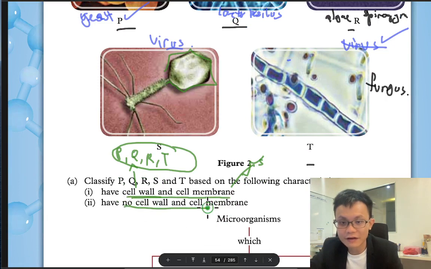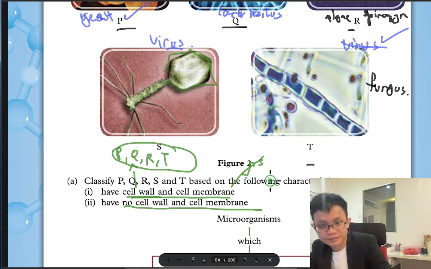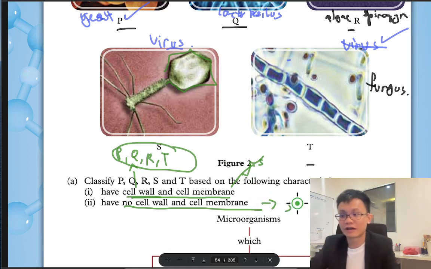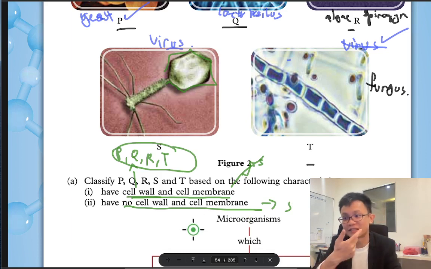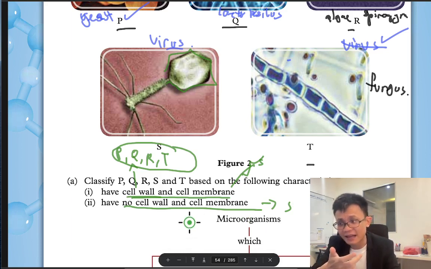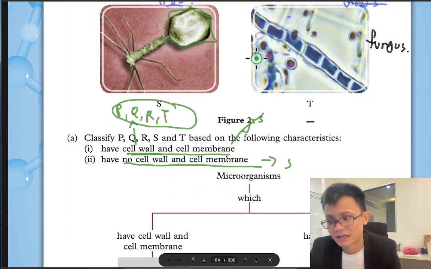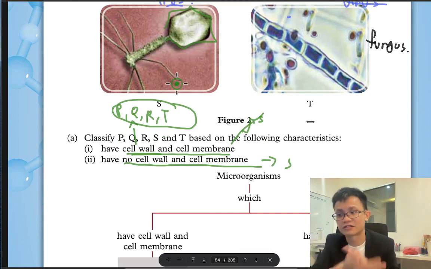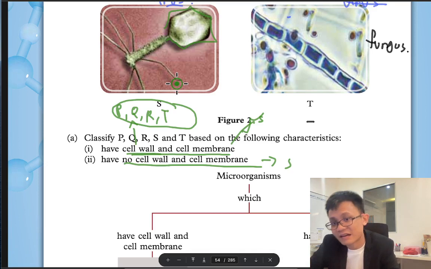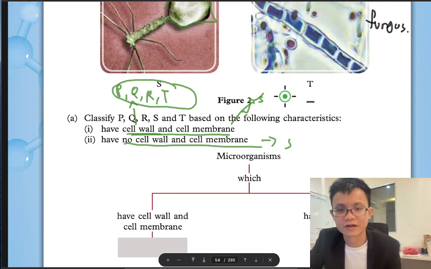Have no cell wall and no cell membrane, that will be a virus. So it will be S. So virus does not have a cell wall, because it is very, very small. It can even penetrate and change the DNA. So it's extremely small, but soap is very effective to kill it. The soap will just disintegrate the particle of the virus. Disintegrate means just disappear or destroy.